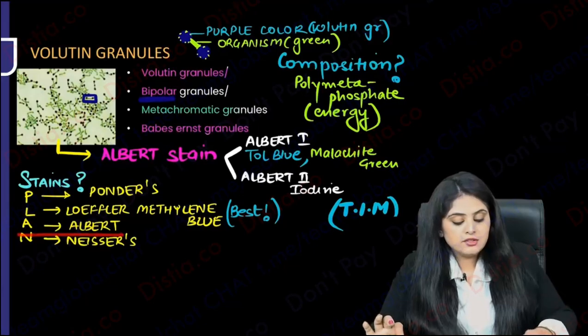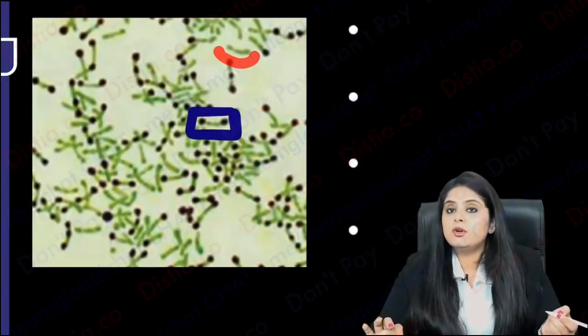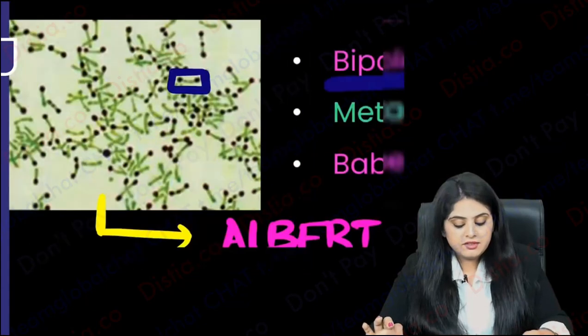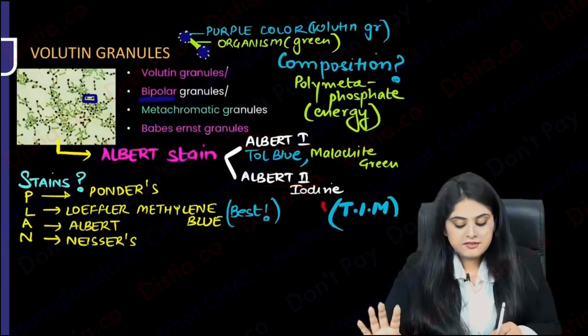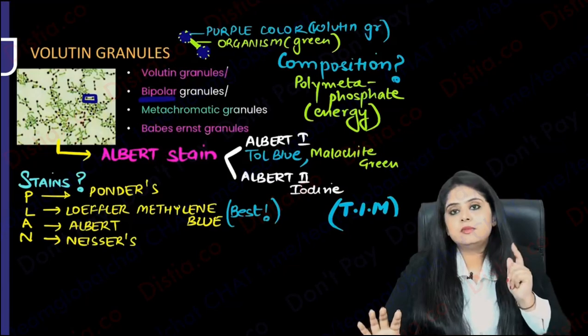The picture that I gave is going to be of Albert. Under Albert, I can see the organism has come out green in color and the granules have come out purple in color. Why have they come out so? There is Albert 1 and Albert 2. If they ask it this way, fine. If they ask me individually, I will add toluidine blue, iodine, malachite green, the TIM mnemonic.